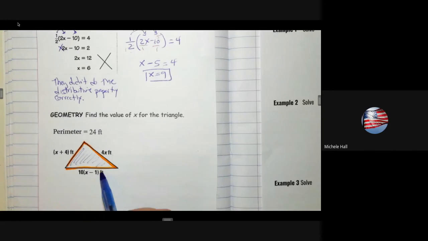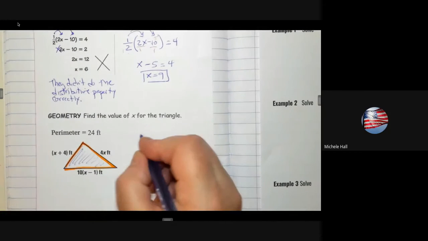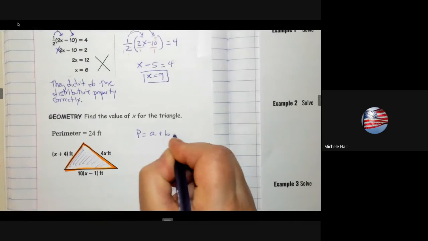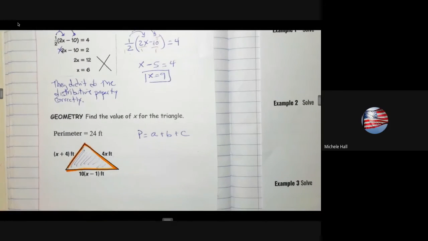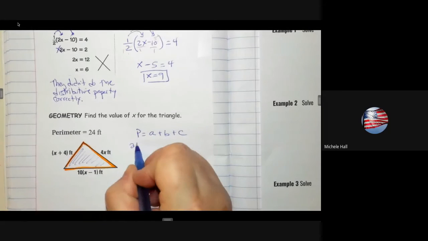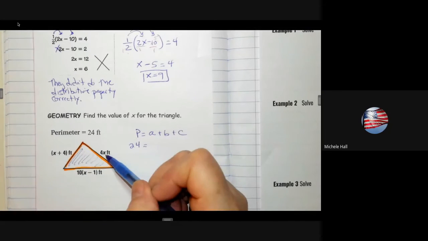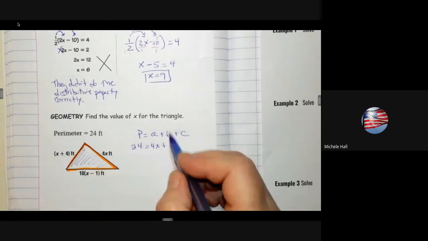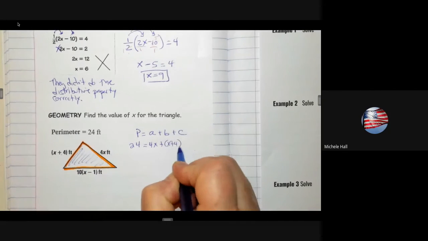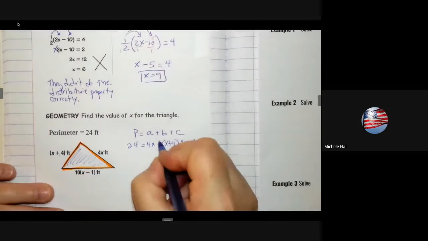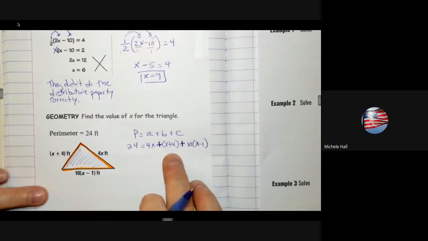So what is the perimeter of a triangle? It would be perimeter equals the first side plus the second side plus the third side. You're just adding up all 3 sides. So we know the perimeter is, they told us what that is. It's 24 feet. And then we'll just start here. We'll say the first side is 4x plus the second side, x plus 4, plus the third side, 10 times x minus 1. So we are adding up the first side, the second side, and the third side.